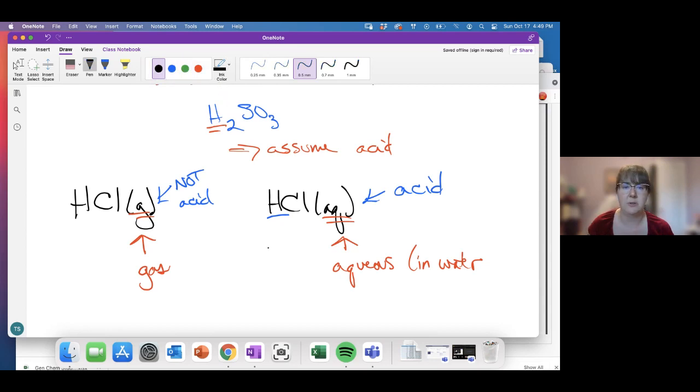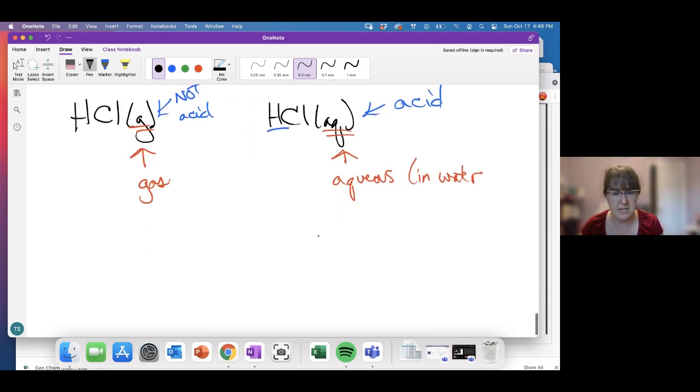So we do name these two different ways. Since we've talked about the acid a lot, we're going to name the acid first. So this is what we term a binary acid because it's hydrogen and one other element. This is just hydrochloric acid.